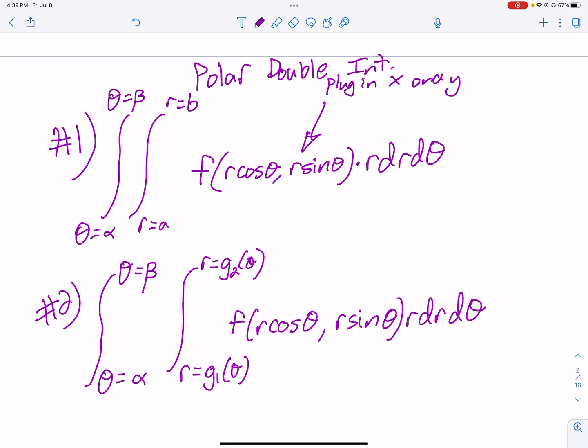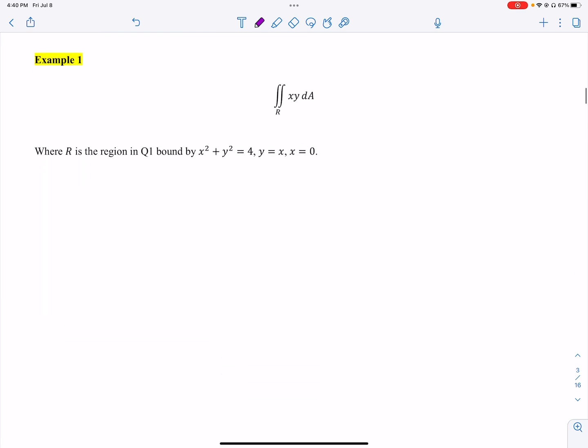We're going to get some examples in this video, and we'll worry about where this random-feeling r comes from by the end of the chapter. Okay, let's take a look at our first example and start piecing this together. All right, so we have the integral of xy dA. R is the region in quadrant 1 bound by x squared plus y squared equals 4, y equals x, and x equals 0. You need to draw a picture to make your life easier.